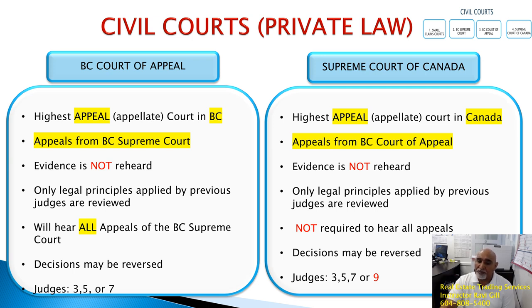Okay, for your exam, you see a 9 here. It's possible there could be up to 9 judges in the Supreme Court of Canada. Okay, now let's take a look at the Supreme Court of Canada. It's the highest appeal court in Canada. Notice the difference. This is the highest appeal court in BC. This is the highest appeal court in Canada.